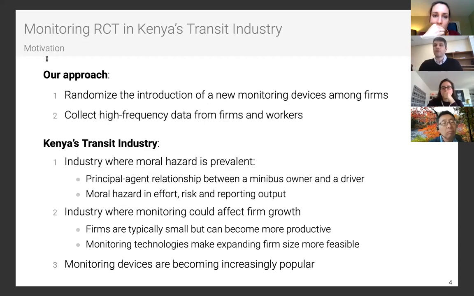So what's our approach to actually trying to overcome these issues? First, we're going to randomize the introduction of a new monitoring device among firms.